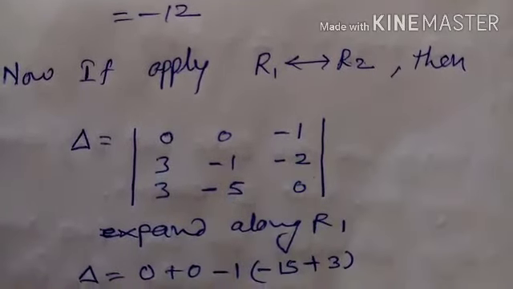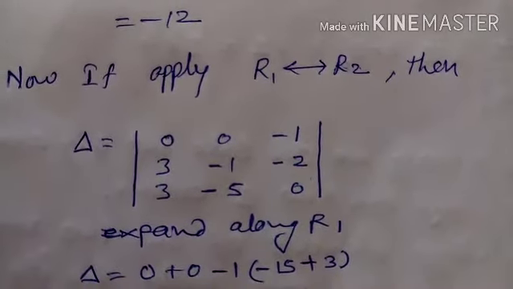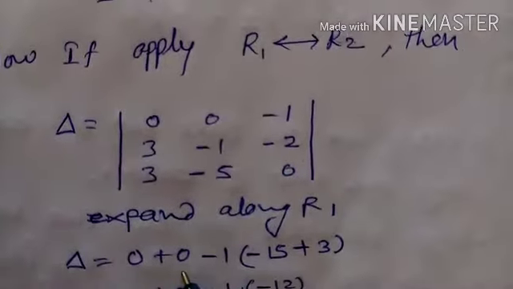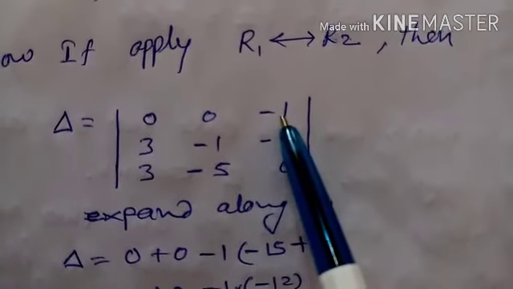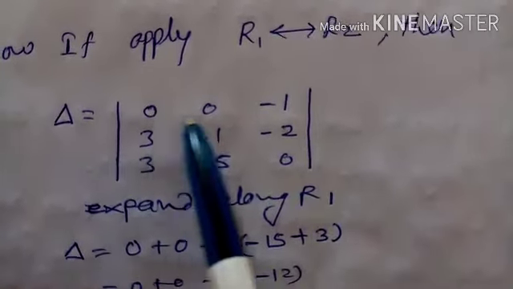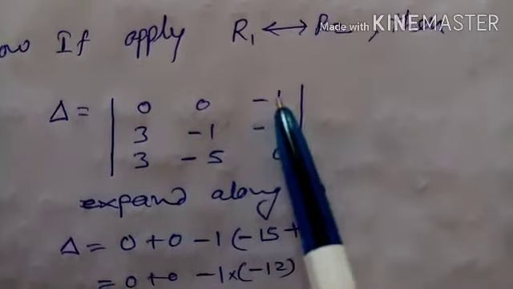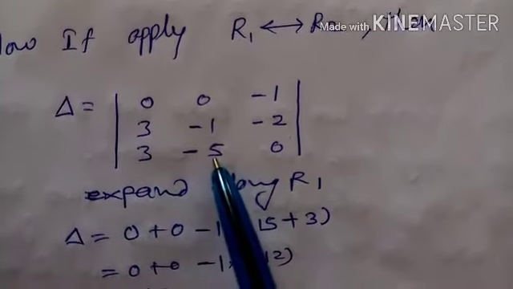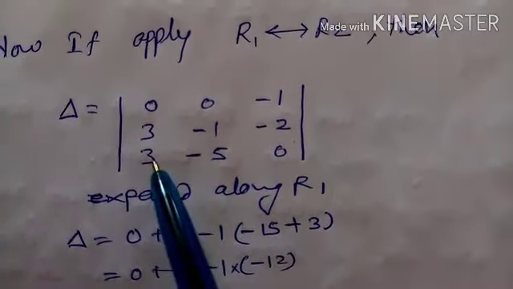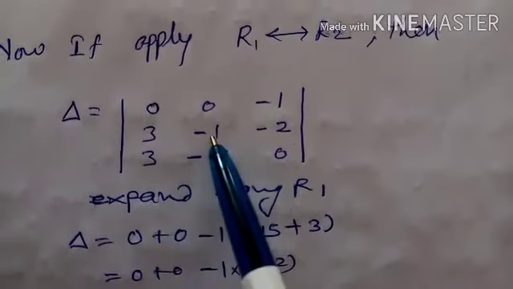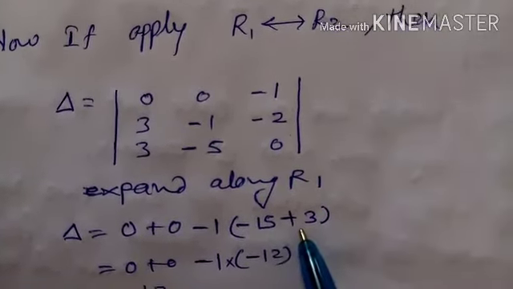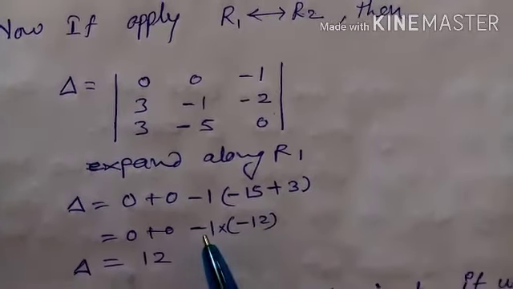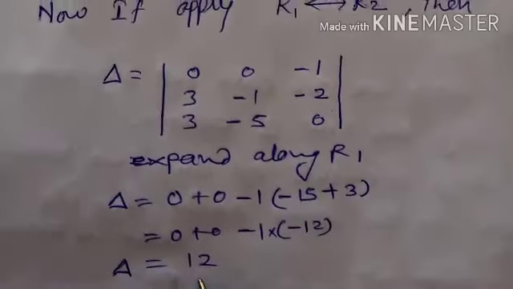So once again expand this determinant along the first row. The first two elements are 0, so 0 0. The third element has a plus sign, but this is minus, so plus minus minus. So this is minus 1, and the first row and third column are deleted, leaving only this 2 by 2 determinant. So 3 into minus 5 is minus 15, and minus 3 into minus 1 is minus minus plus 3. Minus 15 plus 3 is minus 12, and minus 1 into minus 12 is plus 12.